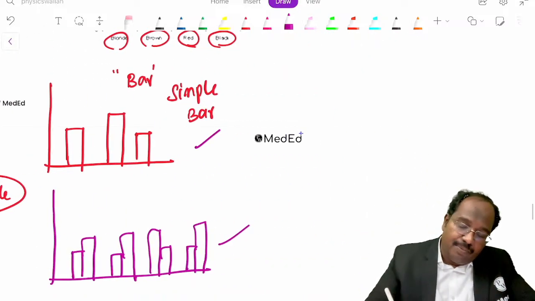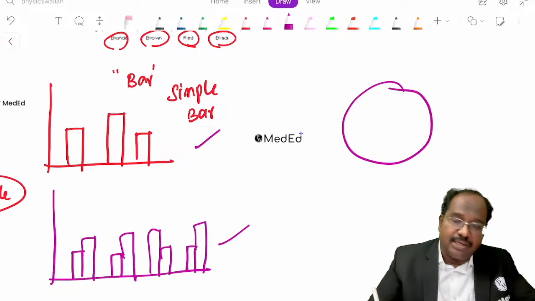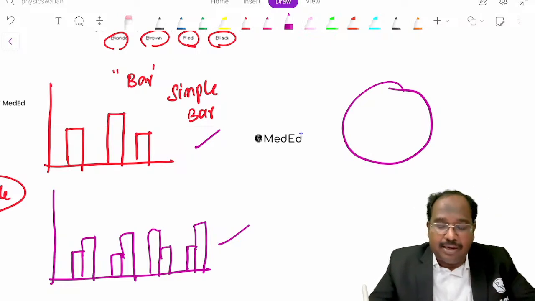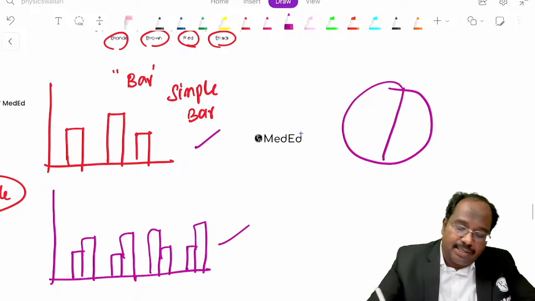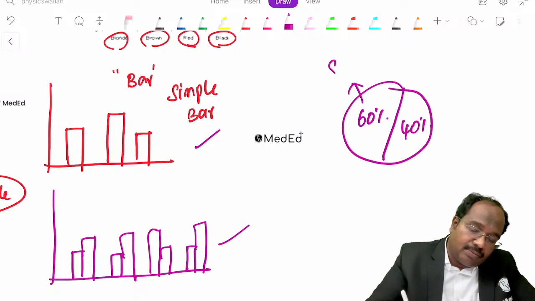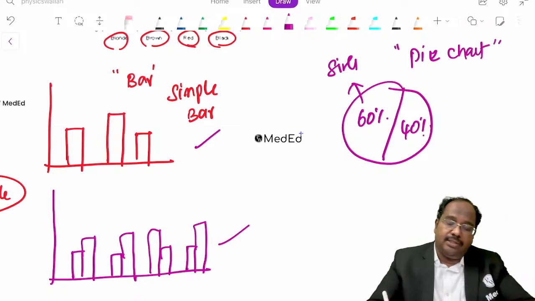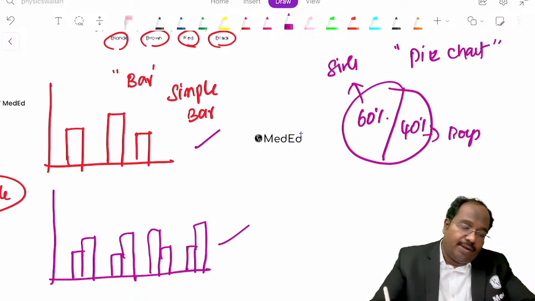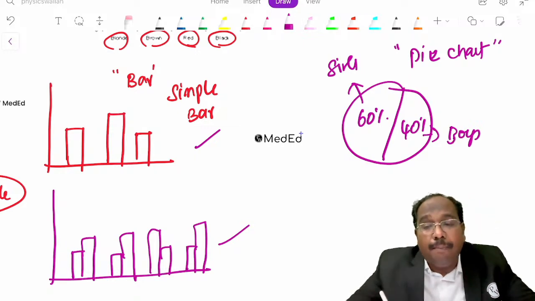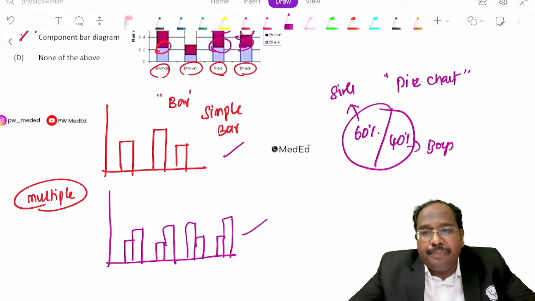Now, the pie chart. A pie chart shows percentages, and a circle will be there. Suppose in a classroom 60% are girls and 40% are boys. So this is a pie chart. What we have seen so far are the bar chart and the pie chart.